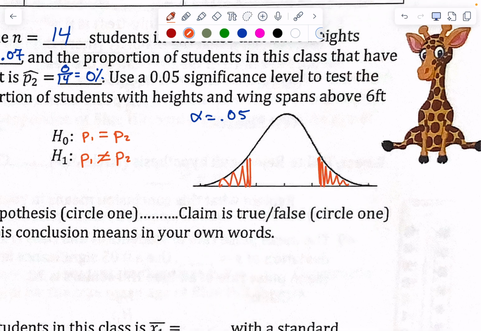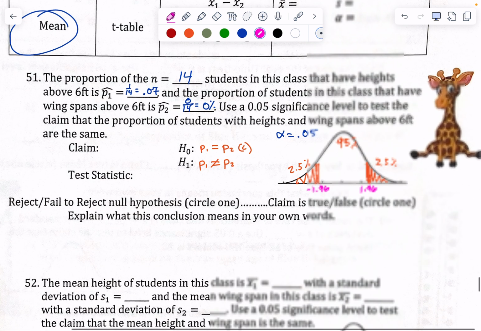The first one is the claim, that they are equal. How much percent goes in each tail? 2.5 and 2.5. So we're looking at 95%. And if we look it up on the chart, that is 1.96. And now we got to do the big old fat formula.